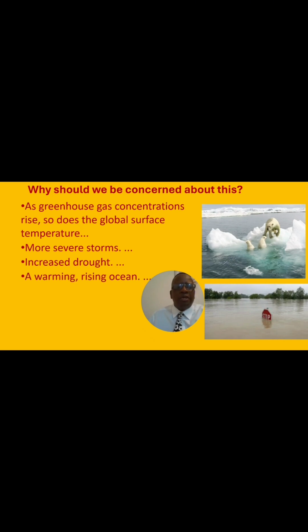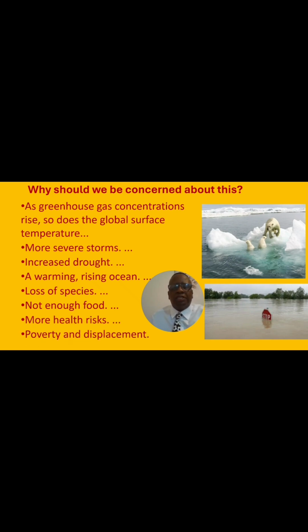A warming, rising ocean. If the polar ice caps are melting, then a lot of water is going to be in the oceans, and the sea levels will rise, and that can lead to flooding. You can see the flooding at the bottom there. And then loss of species, not enough food, more health risks, and poverty and displacement.